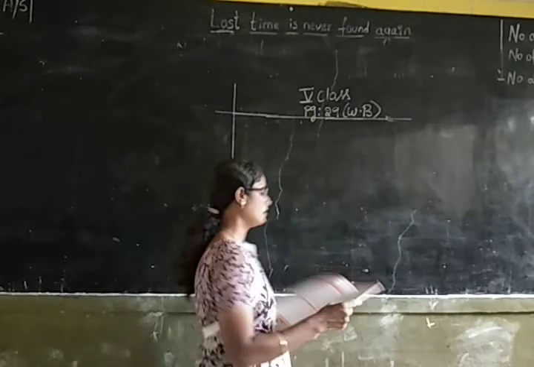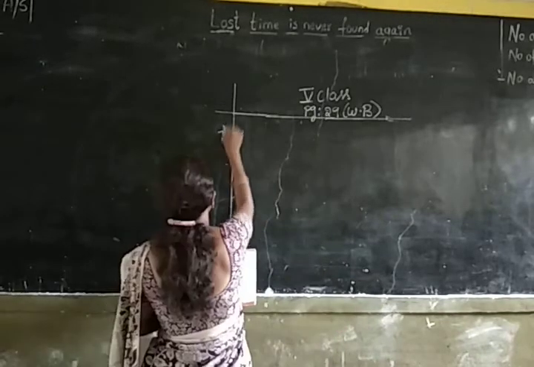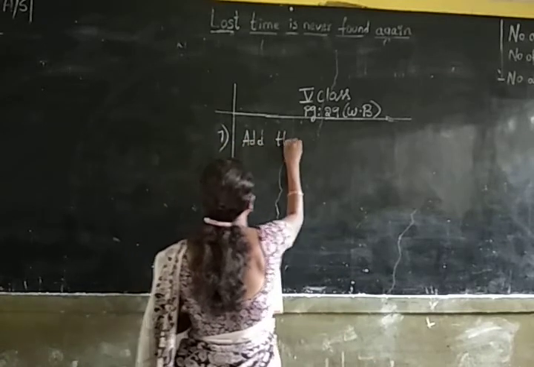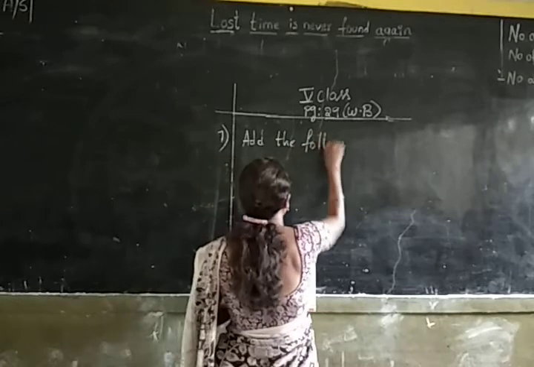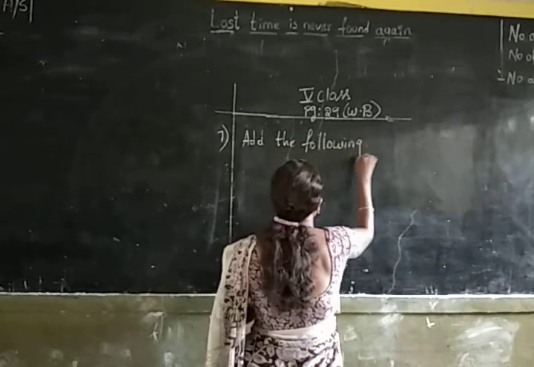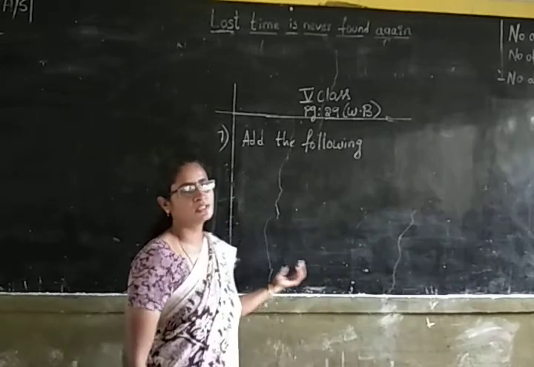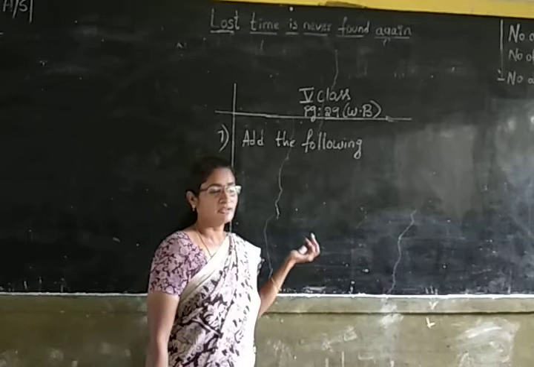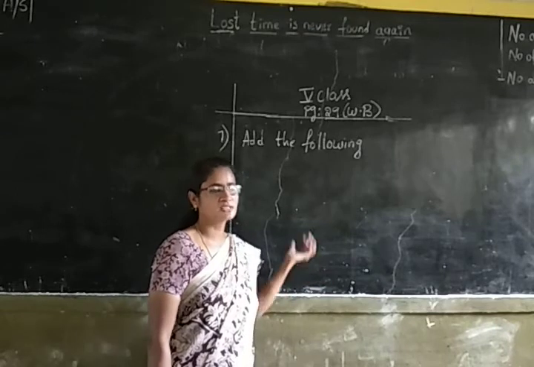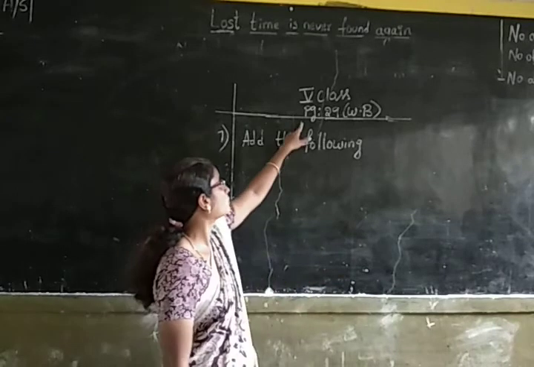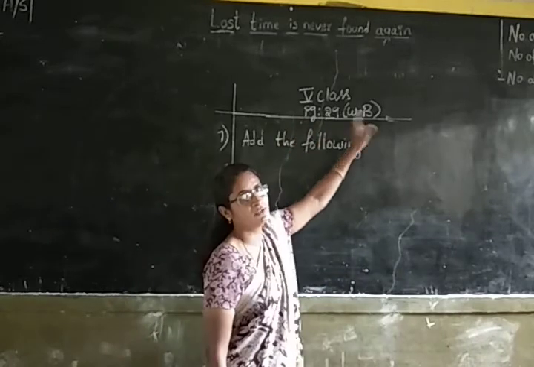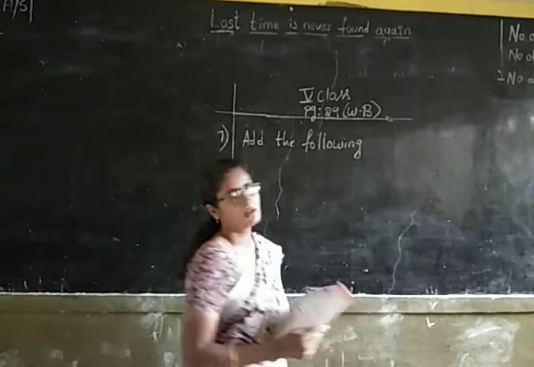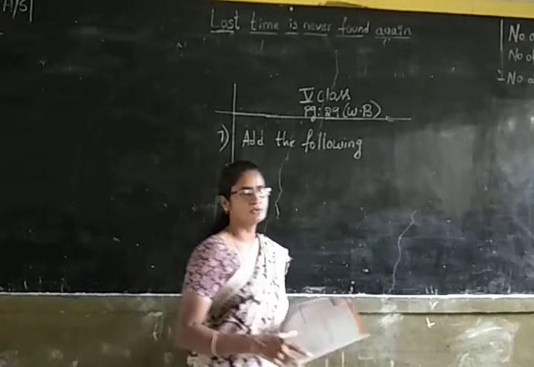Okay, children. Now let us do the seventh question, which is add the following. Yesterday we composed the numbers in the international system, and also wrote the place value of the numbers in the Indian system and international system. Today we are going to do page number 29 in the workbook, seventh question. Add the following. You all are familiar with additions, so let us do the additions.